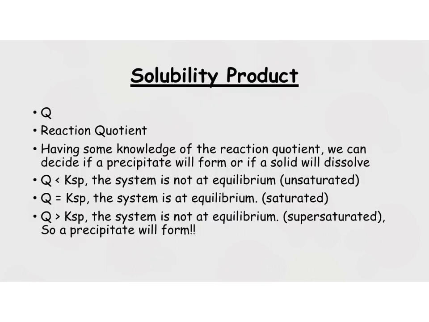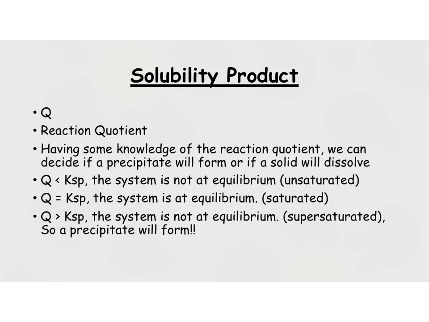All right. You can also predict if the system is going to precipitate based on calculating Q. Q is called the solubility product here. We have previously known it as the reaction quotient. Basically, if your Q is less than your KSP, that means that you have not yet reached equilibrium. It's unsaturated. So you're going to continue to make more of the dissolved salt, the aqueous salt, the ions.